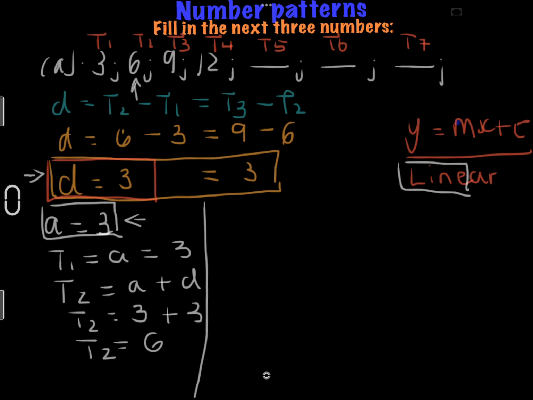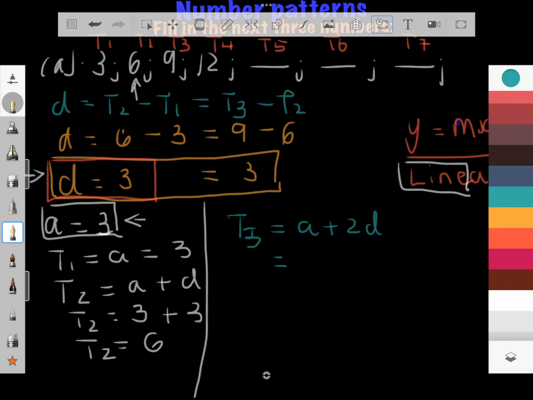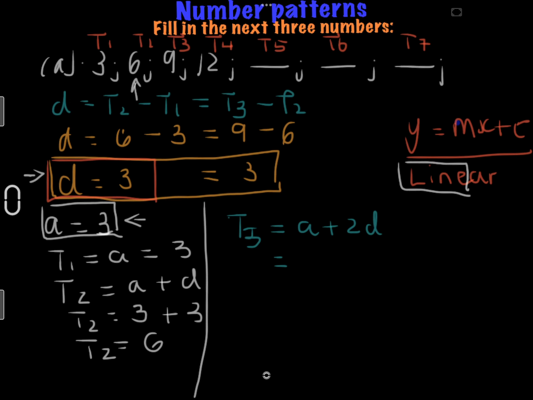Moving forward, let's look at the next value. Let's find term 3. Term 3 is equals to A plus 2D. We should agree first with this conception. Let's substitute to derive our answer. So A in this case is 3 plus 2 times, what is our difference? Our difference in this case, we saw that it was 3.